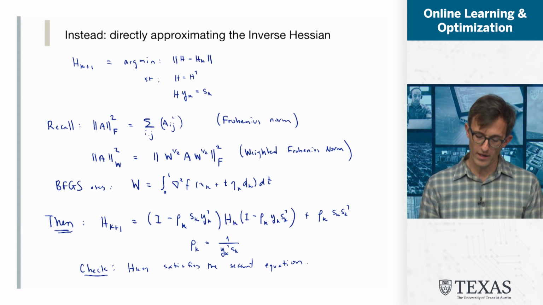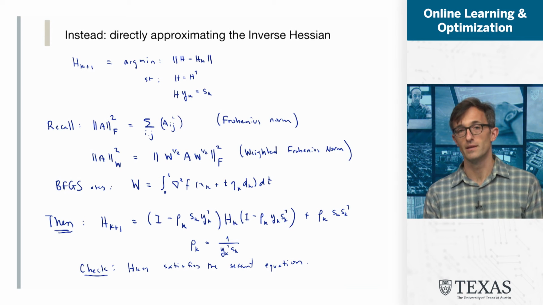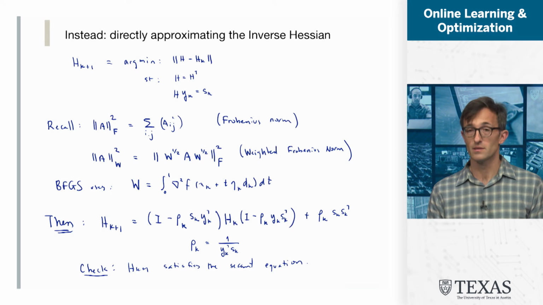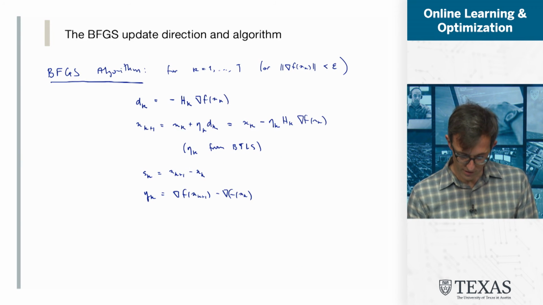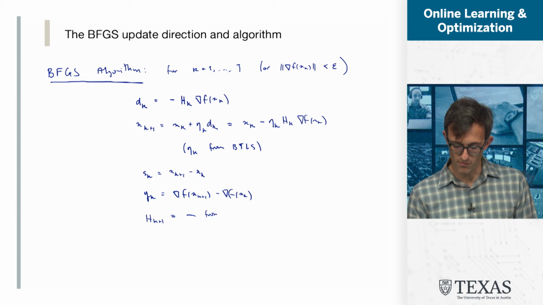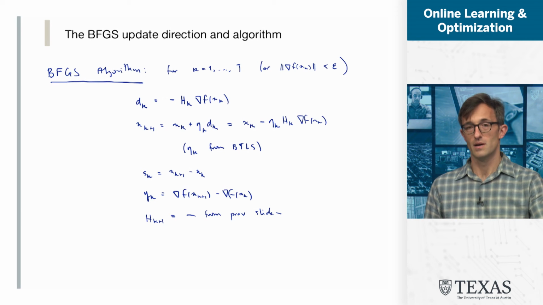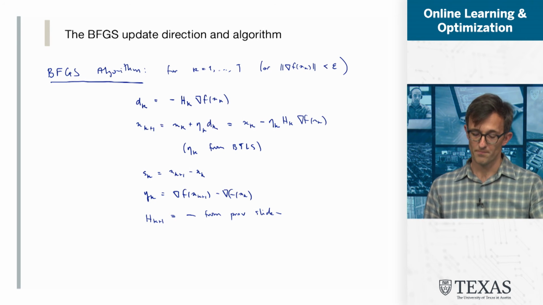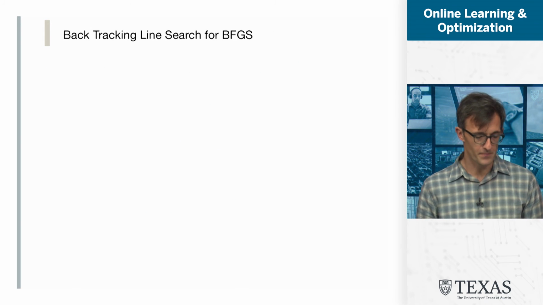Once we have sk, yk, and we already knew hk from the previous iteration, that's enough for us to update hk plus 1 using this simple recursion here. So we can compute hk plus 1 equals, I won't copy it out, I'll just write from the previous slide. And that is the BFGS algorithm. So let's briefly talk about backtracking line search.